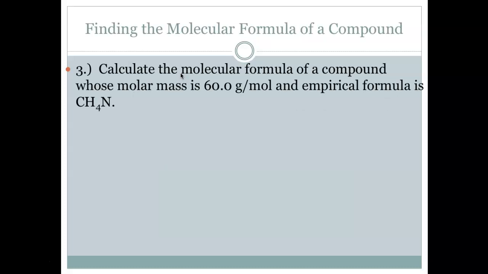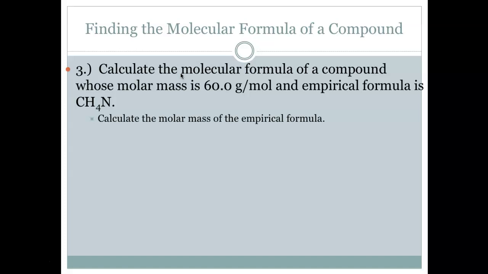Here's the kinds of problems you'll see for this. Here you're asked to calculate the molecular formula of a compound whose molar mass is 60 grams per mole and whose empirical formula is CH4N. For these kinds of problems, you'll always be given the molar mass because you need this information to determine the molecular formula.